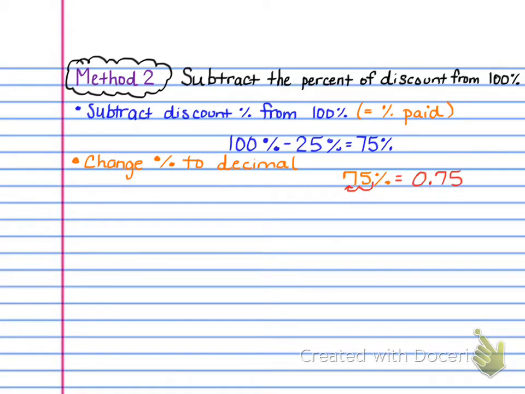As we go through this video, I'm going to stop reminding you of that because it should be second nature by now. Then the next step is going to be to multiply the original price times the decimal that you just got.